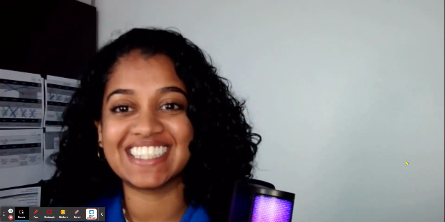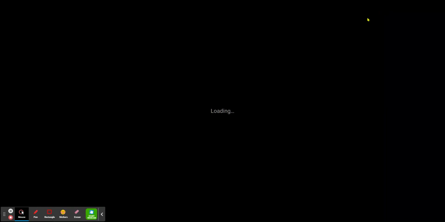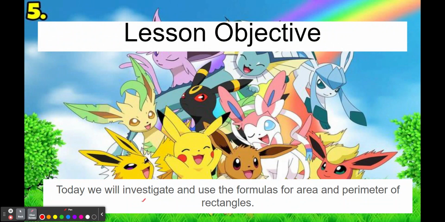Let's go ahead and take a look at today's lesson objective. So today we will investigate the use of the formulas for area and perimeter of rectangles.